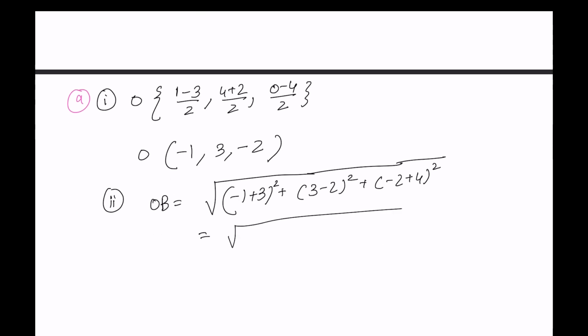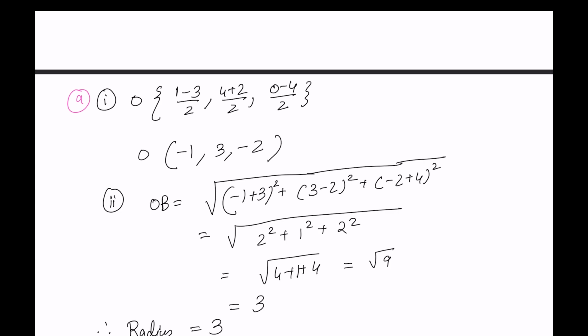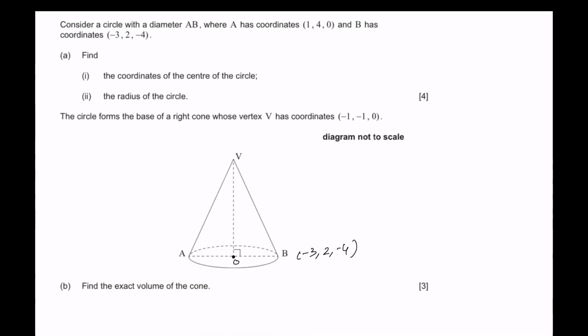If I simplify this, minus 1 plus 3 would be 2, 2 square plus 1 square plus 2 square. It will be 4 plus 1 plus 4. That is root 9, so OB is 3. So the radius of this circle is basically 3. This is the answer to A2.